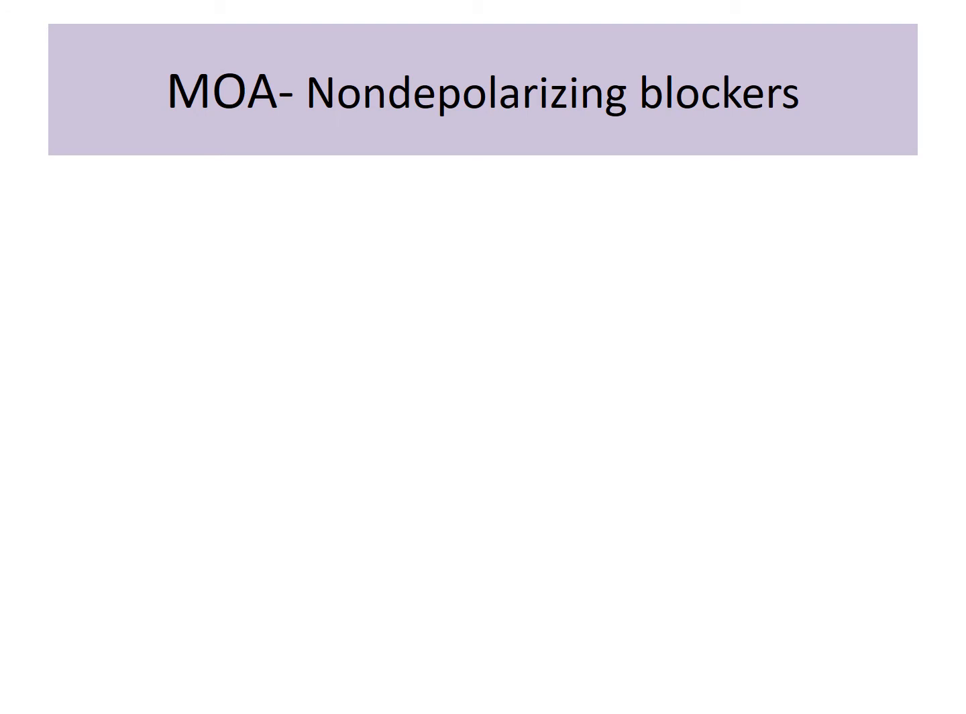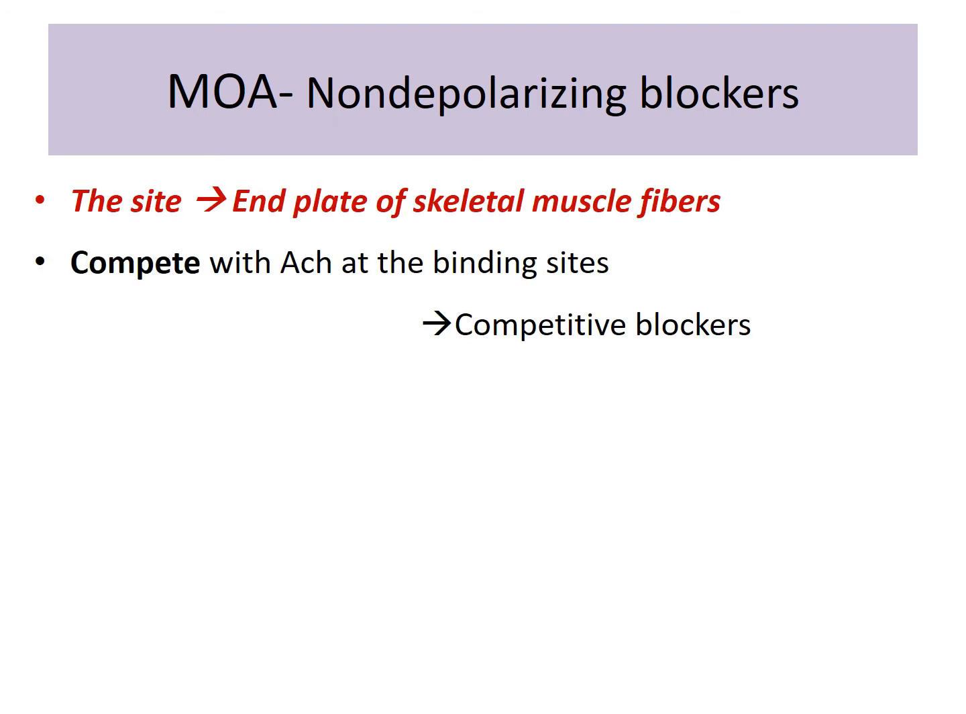Coming to the mechanism of action of non-depolarizing blockers. As we said, they mainly act in the neuromuscular junction, at the end plate of the skeletal muscle fibers. They compete with acetylcholine at the binding sites, so they are known as competitive blockers. During the introduction, I mentioned that acetylcholine is the major neurotransmitter in the neuromuscular junction. So these non-depolarizing blockers compete with acetylcholine to bind to the NM receptors or acetylcholine receptors. They go and bind to the acetylcholine receptor, so acetylcholine cannot come and bind to it.